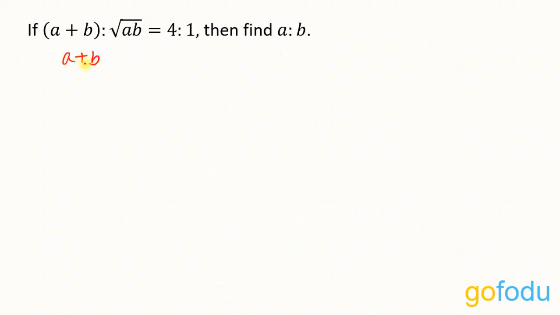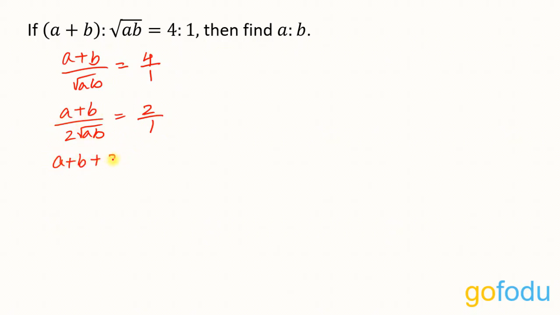So a plus b upon root of ab is given to us as 4 upon 1. We have to find a is to b, ratio of a and b. So you can divide both the sides by 2. We'll have a plus b upon 2 root ab is equal to 2 upon 1. Now apply componendo and dividendo here.